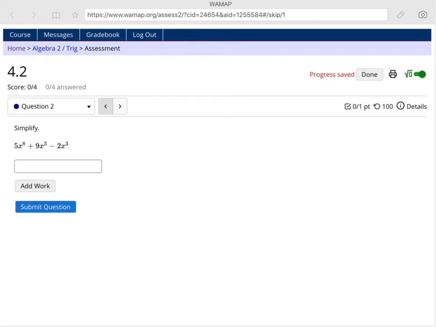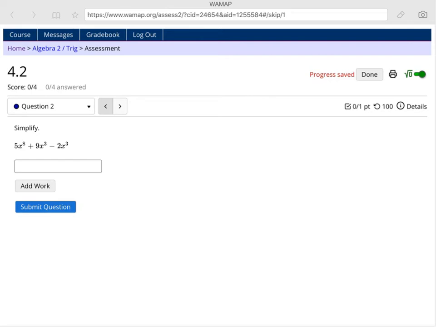I'm going to start by noting that I have a 5x to the 8th here. So my term type is that it's x to the 8th. I put a box around that. I'm not going to put a box around anything else that is also x to the 8th. And there isn't anything. And so that 5x to the 8th is just going to stay a 5x to the power of 8 in my answer.